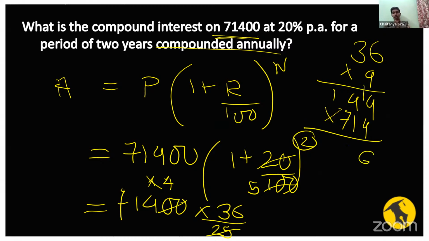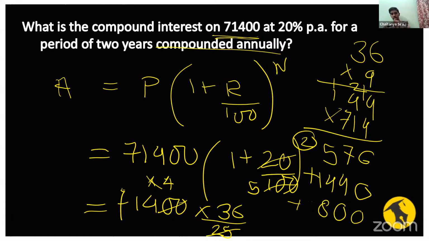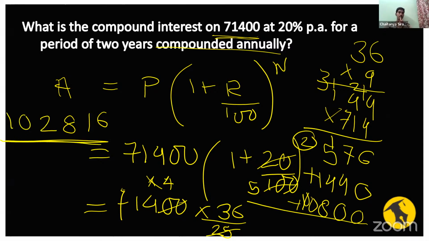So 16, 1 carry, 16 again 7, 1 carry, 5, 6, this put a 0. It would be 1, 4, 4, 2 zeros, 7 4s are 28, 20, 30, 3 carry, 10. So it would be how much? 6, 1, this is 9, 8. I had one carry from here, then again we'll carry. 102,816. This is the amount. All right. They are asking you for the compound interest.